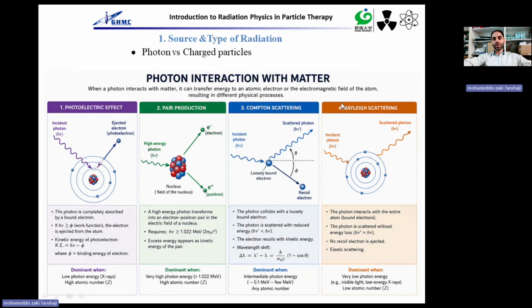And then the last one, it is not losing any type of energy because it's interacting with the whole atom as a whole, and it doesn't just make the atom shake a little bit, and the photon will slightly change direction or scatter.